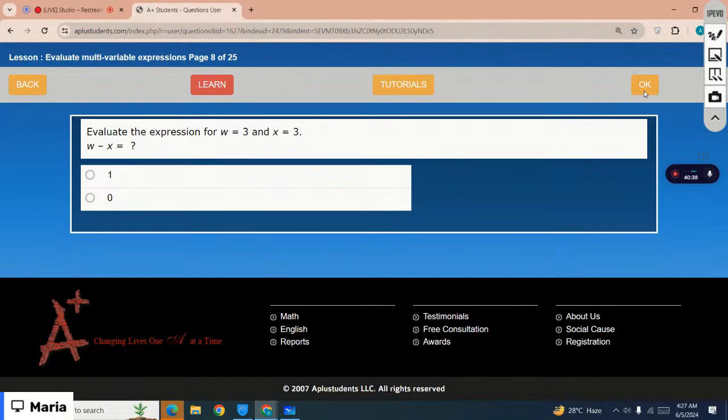Evaluate the expression for w equals 3 and x equals 3. So w minus x, which is the correct option? That is 3 minus 3 equals 0. The correct option is 0.